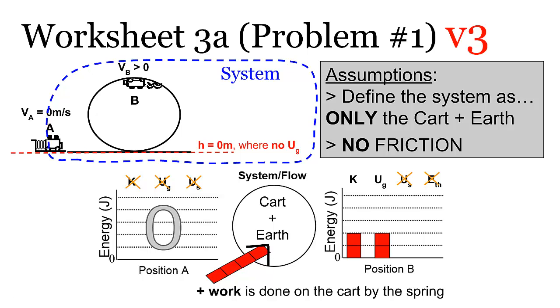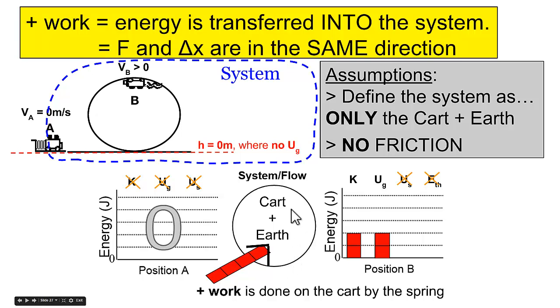Now, when there's an energy transfer into a system or out of a system, we call that work, or work is being done. Since there's energy entering our system, we'd say that positive work is done on the cart by the spring. Now, positive work is energy being transferred into the system. And remember, work is done when an object feels a force and it's being displaced while it feels that force. If the object is being displaced in the same direction as the force exerted, then positive work is done and energy enters the system.